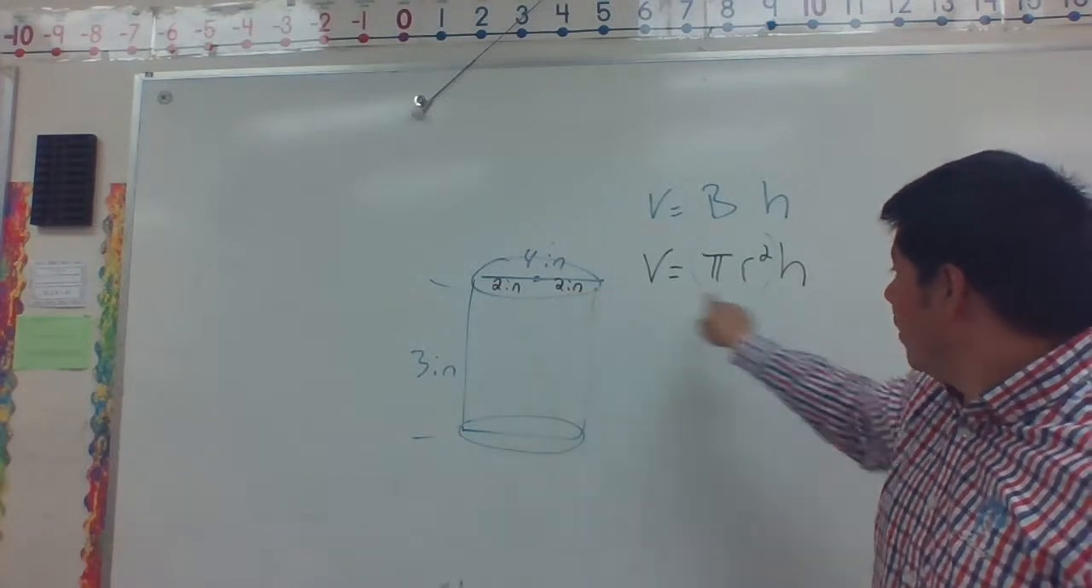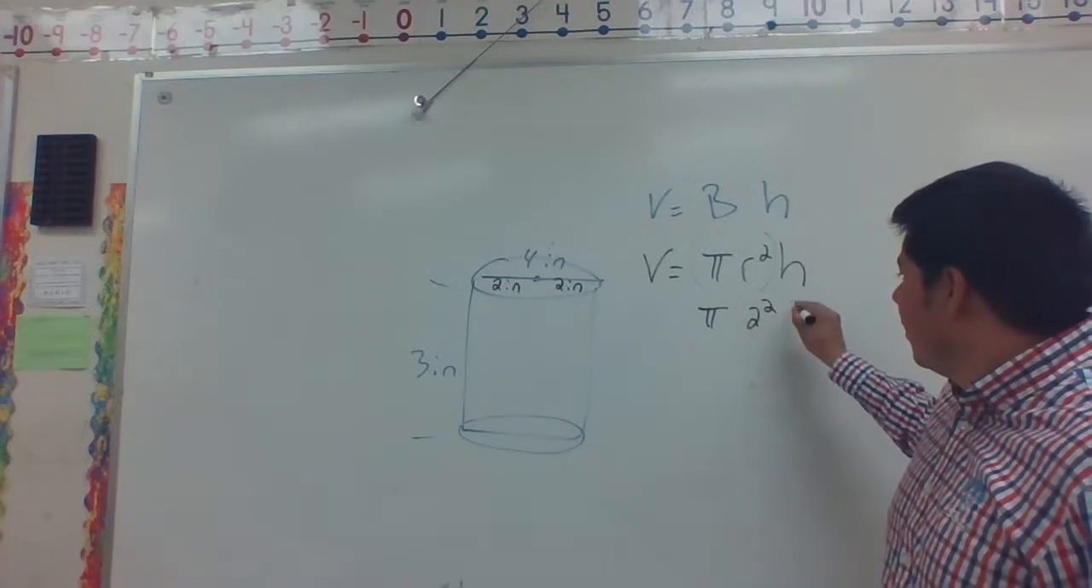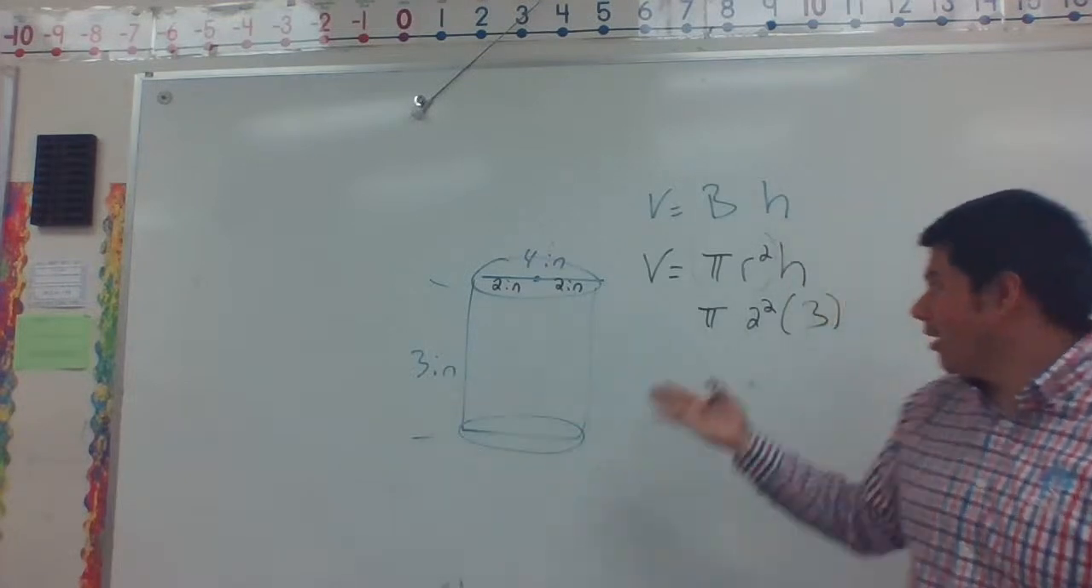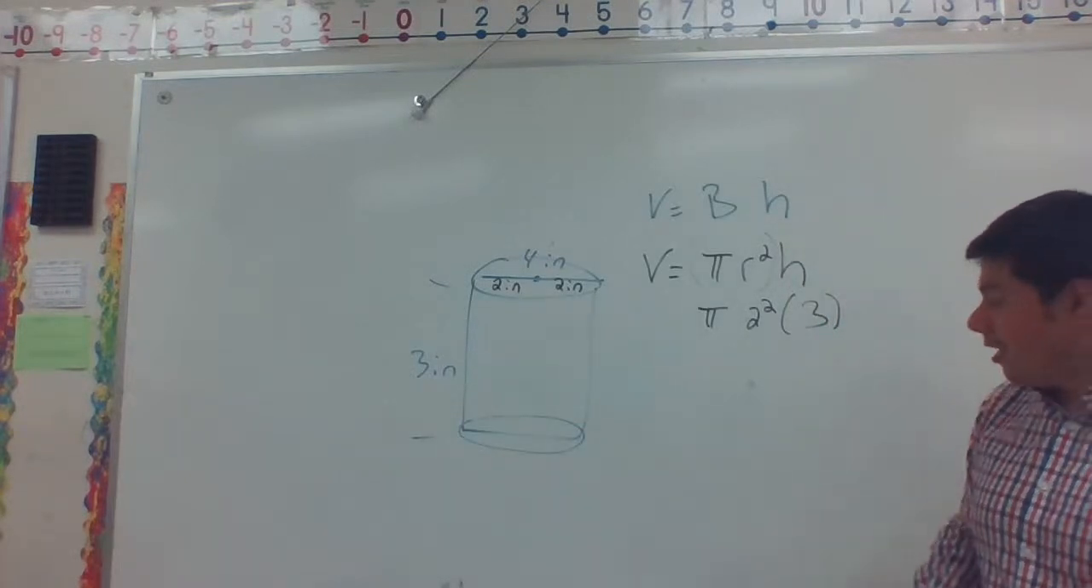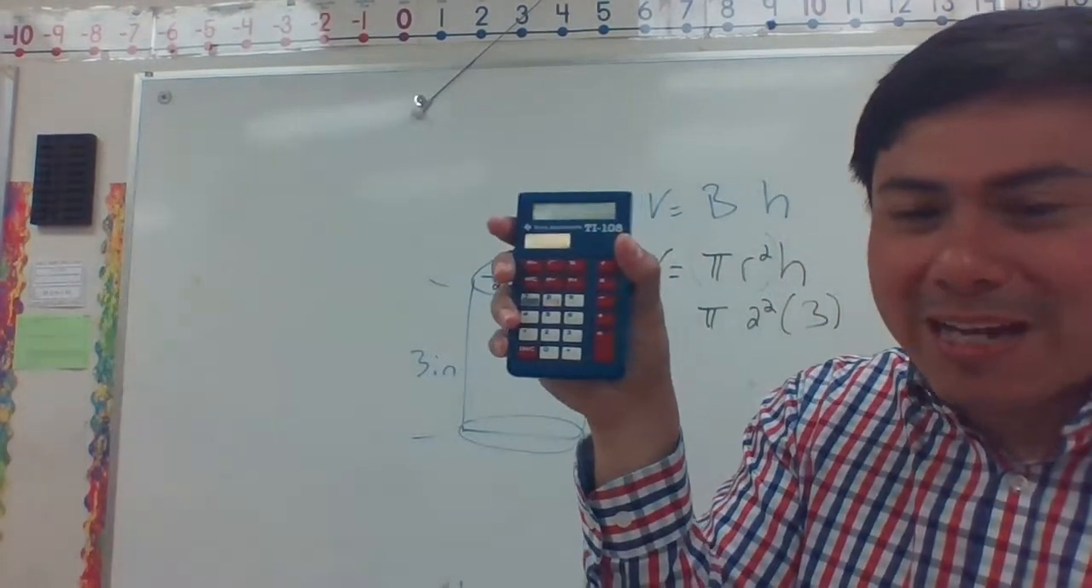Then I'm going to plug it in here. I'm just going to take that 2 and put it here first, so you guys can see what's happening. So 2 squared, and then h is 3. I just grabbed it from here. That's all I plugged in. Now I'm going to grab my handy dandy calculator.